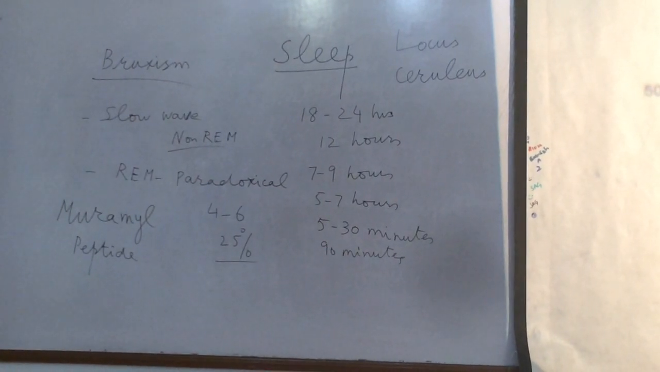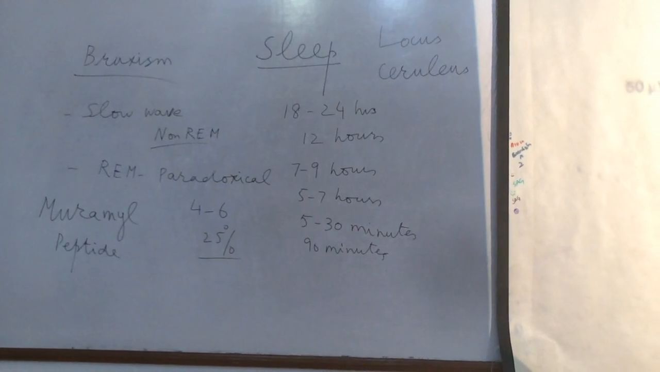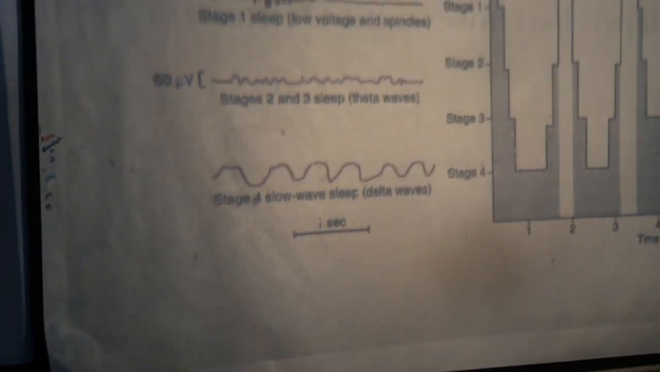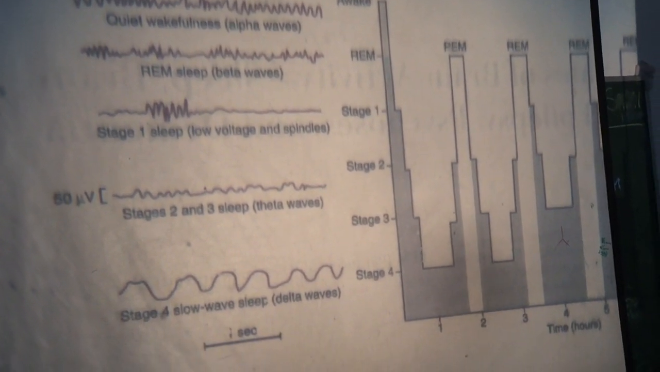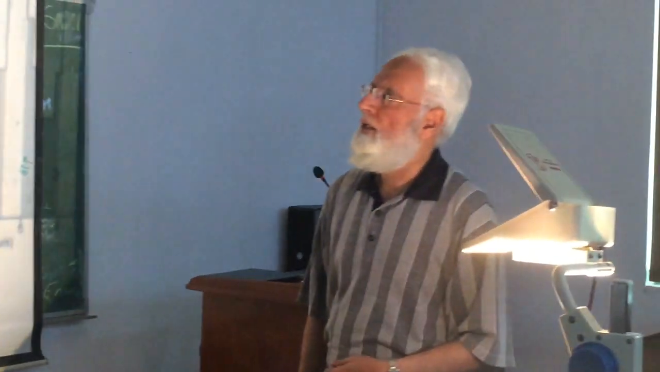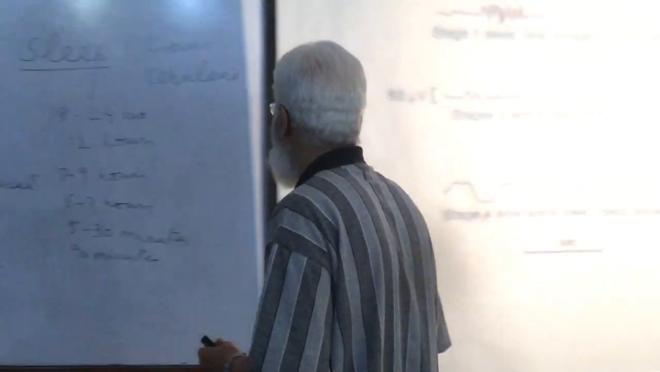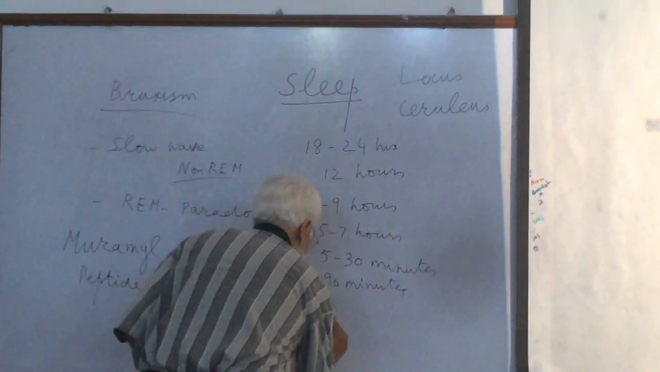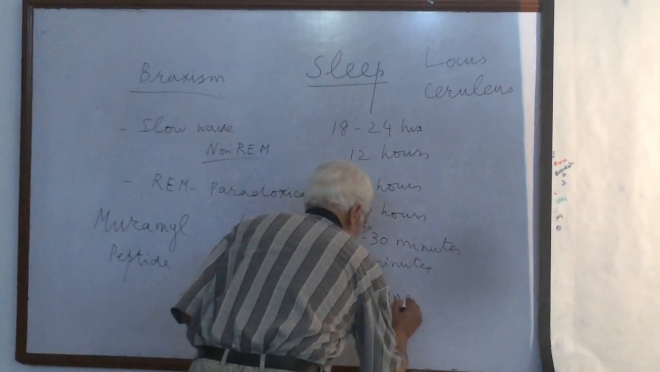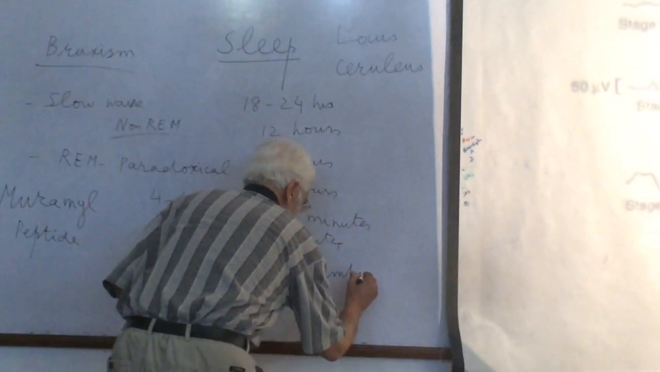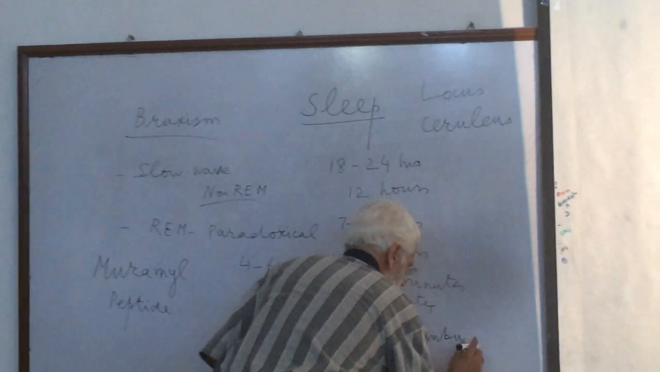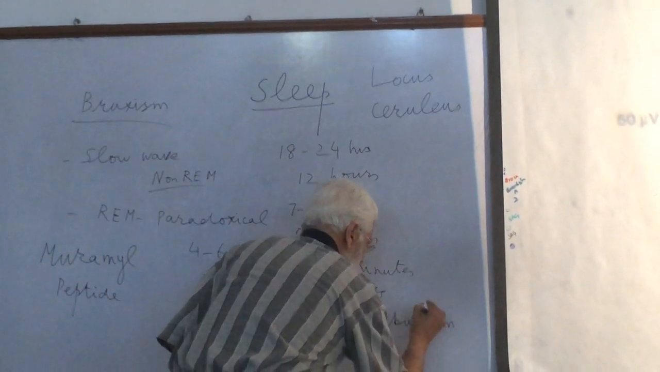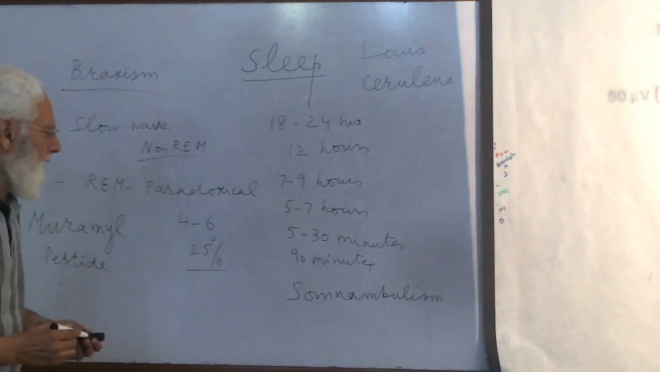So this was about the sleep mechanism, its types, and the parts of the brain involved in sleep. Now briefly about the disorders of sleep. The first disorder is sleepwalking, or somnambulism.